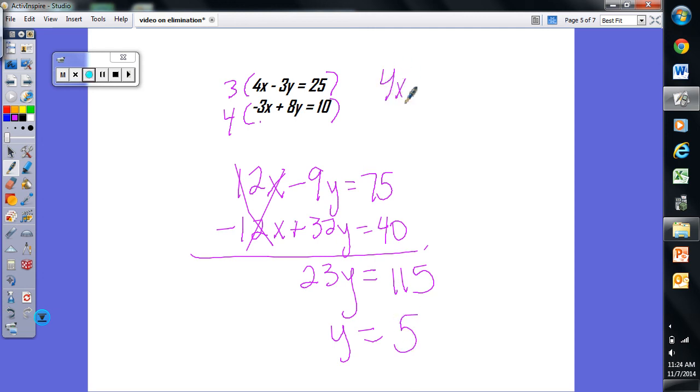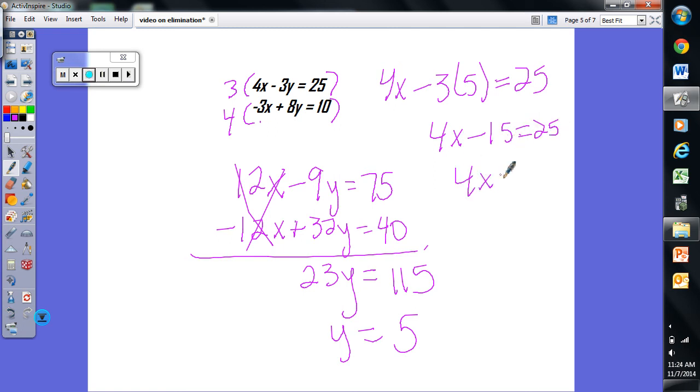So then 4x minus 3 times 5 equals 25. 4x minus 15 equals 25. Add 15 to both sides. 4x equals 40 and x equals 10.